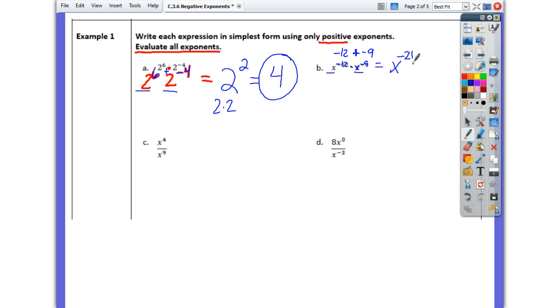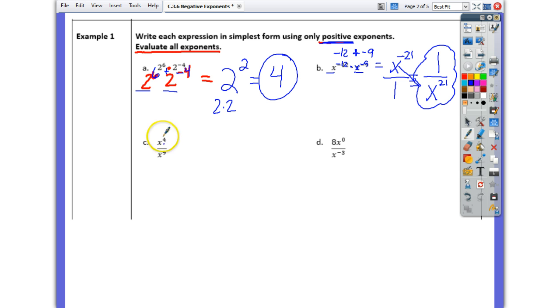Now we take what we learned from yesterday, we have to have all positive exponents in our answers. So therefore, we need the reciprocal. That equals, put that x to the 21st down here, 1. We have 1 over x to the 21st for your final answer.